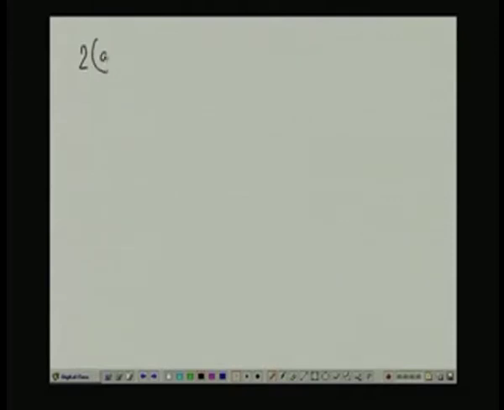Question number 2a, B C bar plus A bar D into A B bar plus C D bar. Say this is my function f. Now, I have to compute the complement.